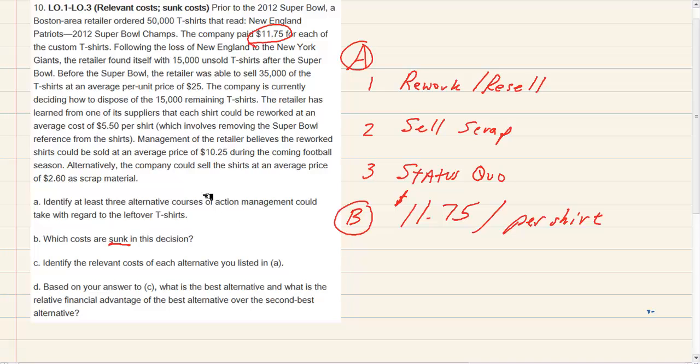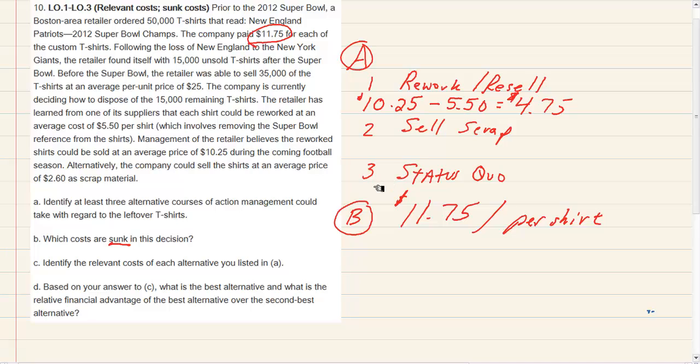It's a sunk cost. Part C, identify the relevant cost of every alternative you listed in A. So what are our relevant costs here? It says for option 1, we could rework at a cost of $5.50 per shirt and then sell at a price of $10.25 per shirt. So if we go that route, we would have a relevant sell price of $10.25, and we would subtract from that a relevant cost per shirt of $5.50. The difference between that would be a relevant profit of $4.75 per shirt.